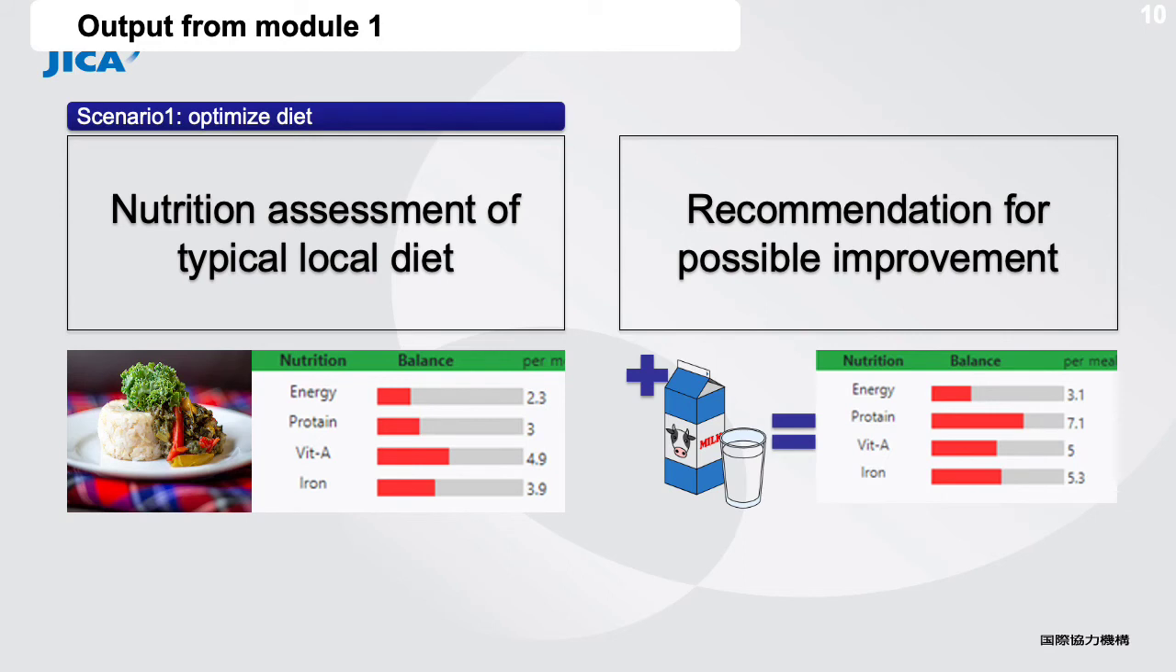So this is what I explained. You can use this application in 2 steps. First, assessment of typical local diet. What is the energy balance? What is the dietary diversity? Then, based on this result, you can think of any recommendation or addition. This is the second round of application usage. And then, for example, by adding a glass of milk, you can improve nutrition balance from left side to right side.